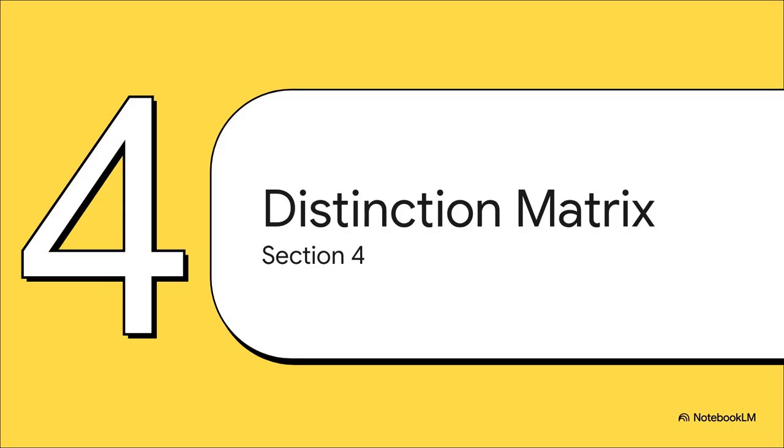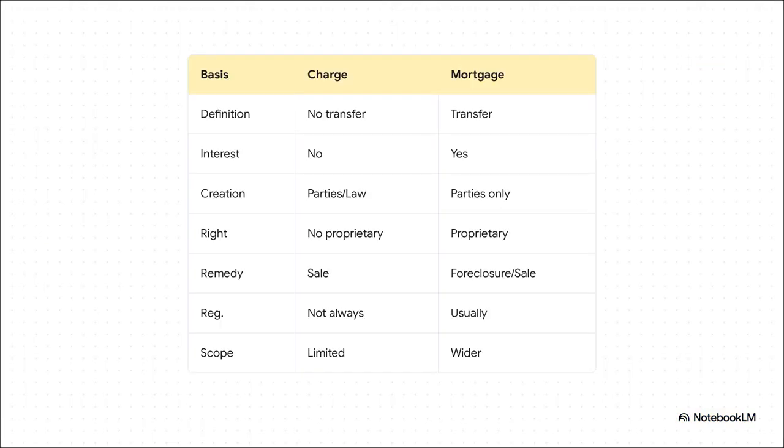Section 4. Distinction between charge and mortgage. All right, we have arrived at the absolute climax of this lecture. Let's read this matrix row by row. First basis. Definition. A charge is a security without transfer of interest. A mortgage is a transfer of interest as security. Second, transfer of interest. In a charge, no. In a mortgage, yes. Third, creation. A charge is created by act of parties or law. A mortgage is created by act of parties only.